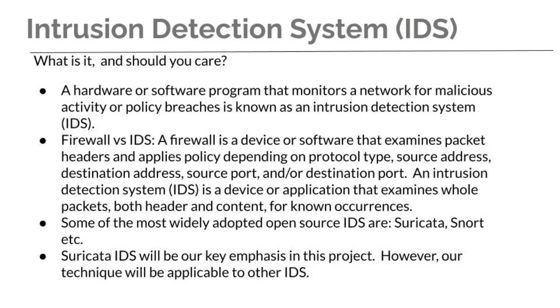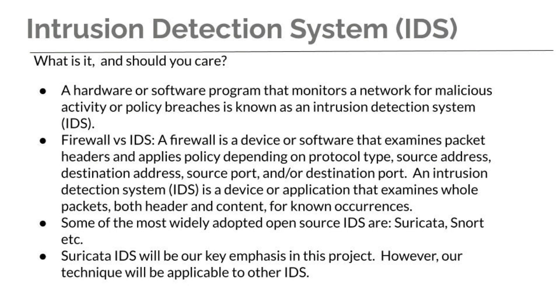After looking at IoT and the serious security concerns in IoT, now let's see what we have in the traditional networks. A heavyweight security solution is an internet intrusion detection system. So it's basically a hardware or software program that monitors a network for malicious activity or policy breaches and is known as intrusion detection system, IDS.